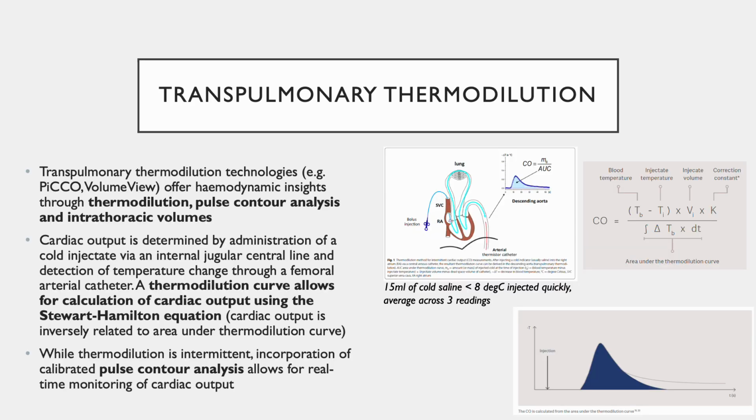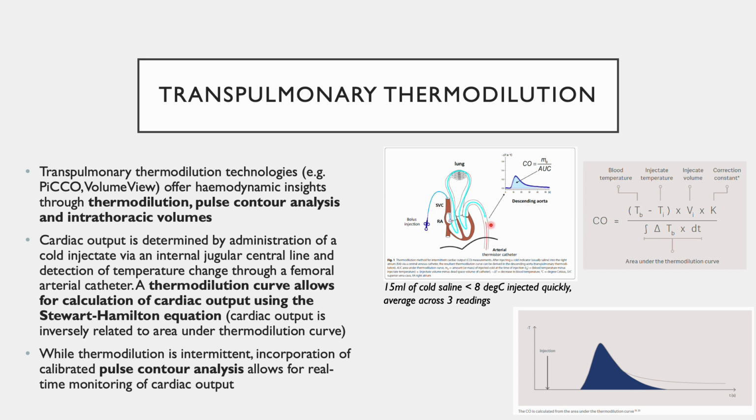Next, we'll discuss transpulmonary thermodilution. Transpulmonary thermodilution involves the administration of a cold injectate via an internal jugular central line and detection of temperature change through a femoral arterial catheter to determine cardiac output.